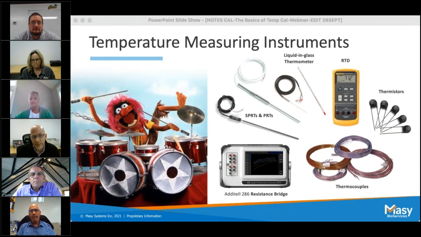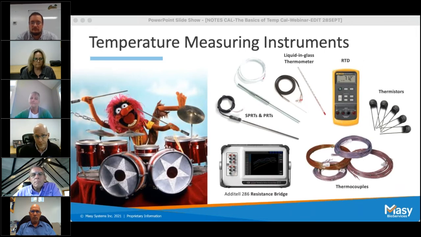The next set of instruments that we have are really all resistance-based. SPRTs, which are standard platinum resistance thermometers, PRTs, which are platinum resistance thermometers, and RTDs, which are resistance temperature detectors. Now, these three items are all, again, resistance-based. They're all super linear, and as your temperature goes up, so does your resistance. Thermistors are also resistance-based. However, they're very nonlinear. The resistance actually decreases as your temperature goes up, and you typically need some other device to actually interpret the readings of the thermistor, something that's been paired with it.